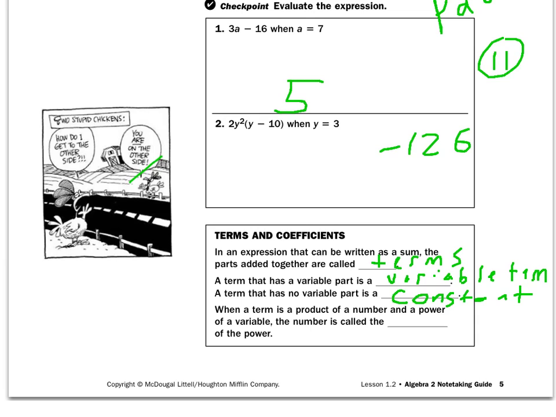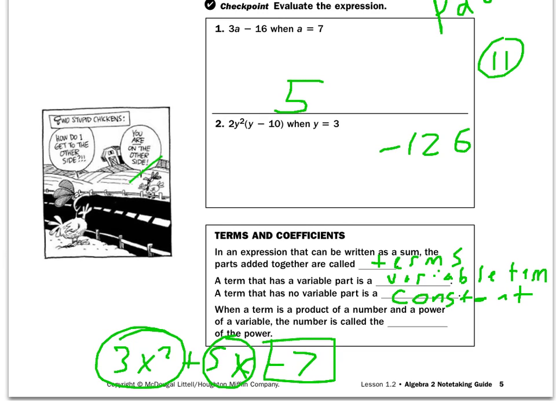So an example of that would be like 3x squared plus 5x minus 7. Your variable terms would be the ones with the variables in them. Your constant here is the negative 7. That doesn't change. And when a term is a product of a number and a power of a variable, the number is called the coefficient of the power.